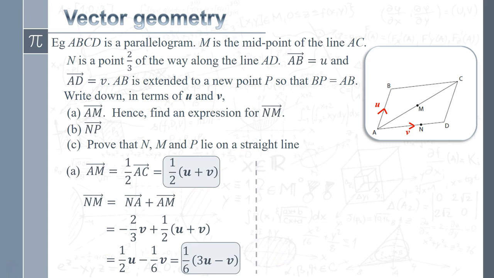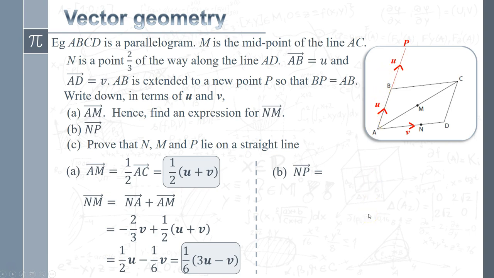Okay, part B, on we go. So we're going from N to P. Now P's not on here, so I'm going to have a look at what the diagram says. AB is extended to a new point P. So let's put that in. And we're told that BP, this vector here, is the same as AB. So that vector from there to there is U. So we know that all of AP is going to be 2U.